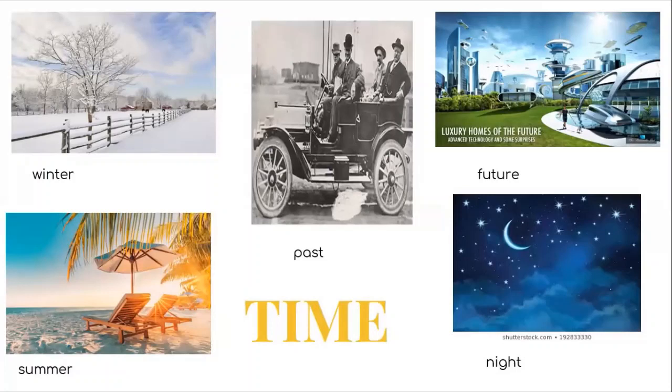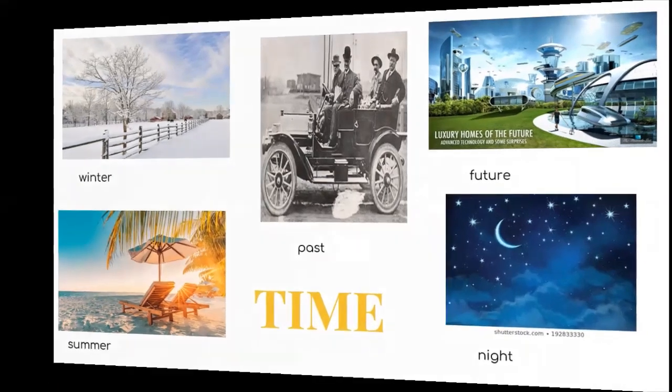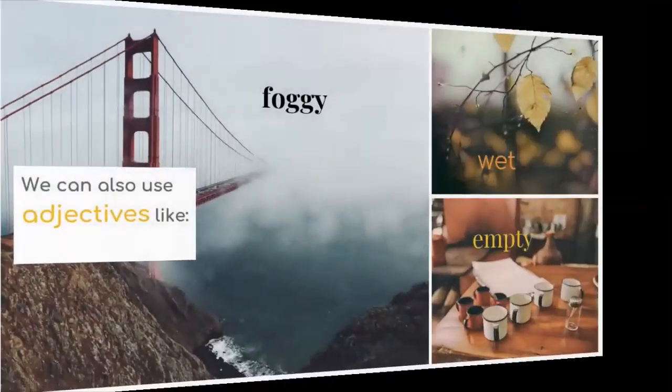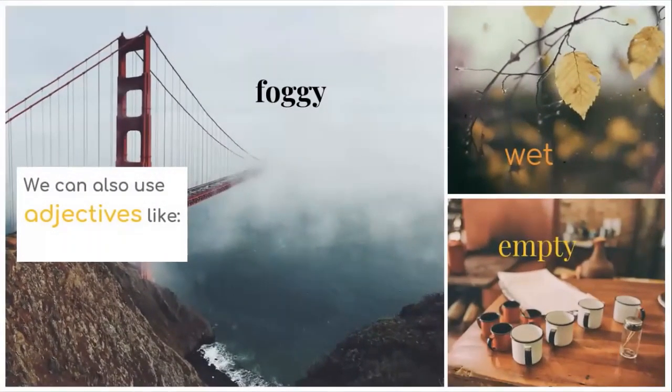So this is some ways that a story might talk about time. They could mention the season of winter or summer. Another way they could mention time is by talking about the past or the future, and the daytime and nighttime. And in terms of place, oftentimes when stories talk about place, they might mention the location of the beach or a forest or a school or a city. It can come about in many, many forms. And then another aspect I want you to pay close attention to is we can also use adjectives to make the reading more exciting.